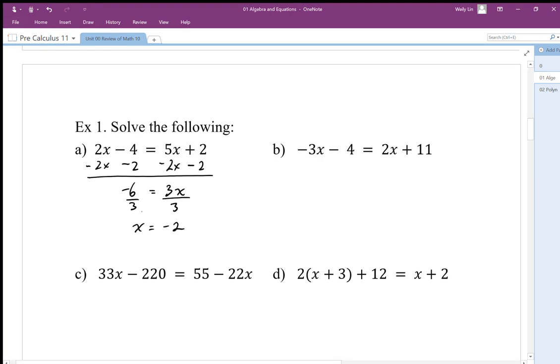It's important to work vertically. So here I'm going to add 3x to both sides. I'm going to take away 11 from both sides. I end up with -15 equals 5x. Again, divide both sides by 5, and I get a solution x equals -3.